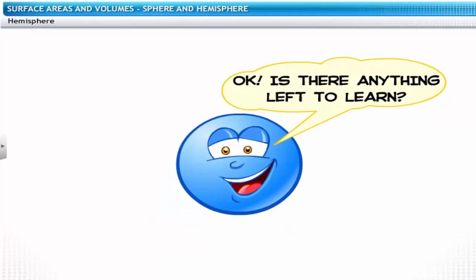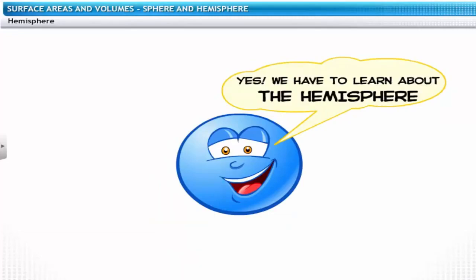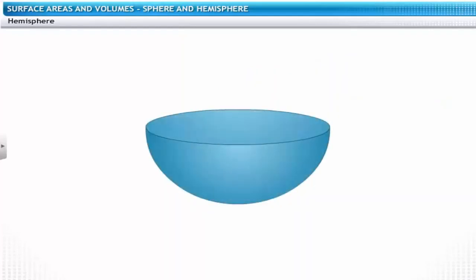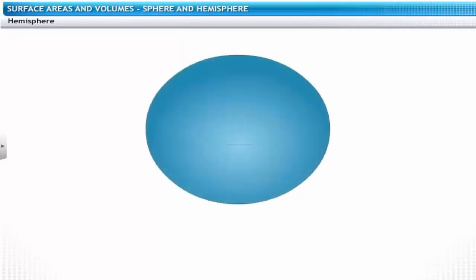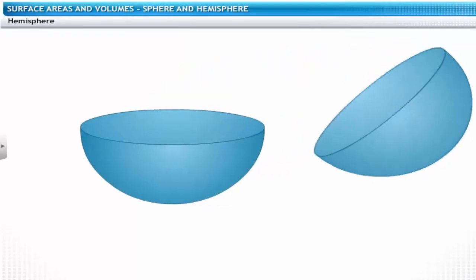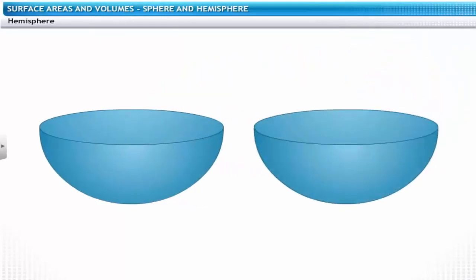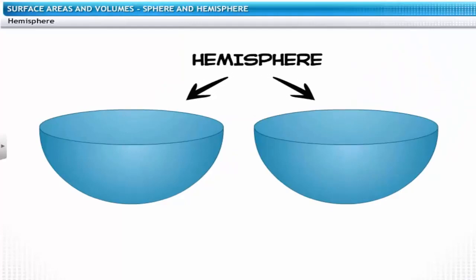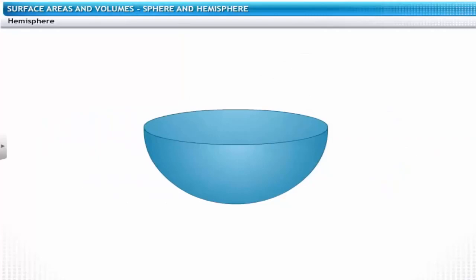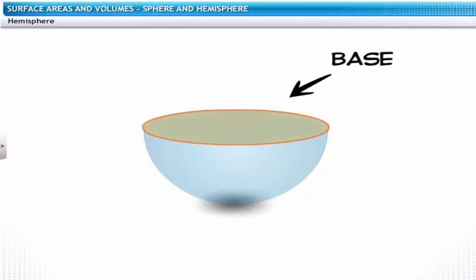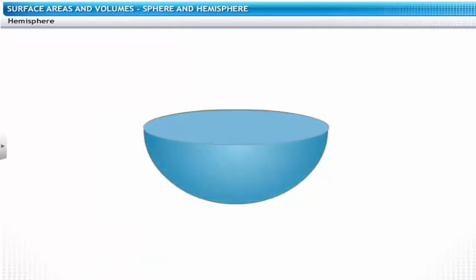Okay, is there anything left to learn? Yes, we have to learn about the hemisphere. A hemisphere looks like this. How is a hemisphere obtained? Here is the procedure. Take a sphere and cut it into half. The sphere gets divided into 2 equal parts. Each part is called a hemisphere. A hemisphere has 2 faces, a flat surface which is called the base and a curved surface.